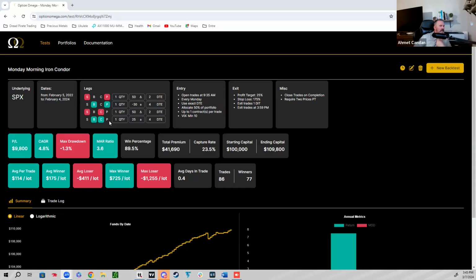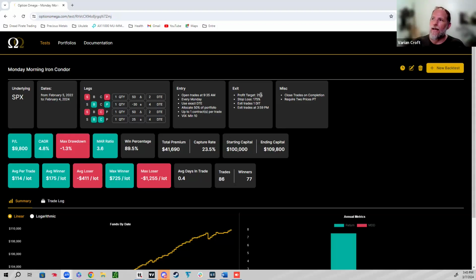Gotcha. So this is all opened up at one time. The short legs are going to be at the money, 2 days to expiration. Yep. The long leg for the put is going to be 30 points lower, and for the call, 25 points higher. And those are both going to be 4 days to expiration. That's interesting. I like it.